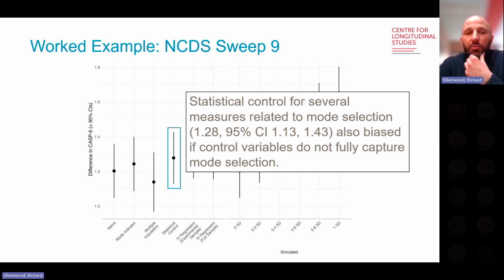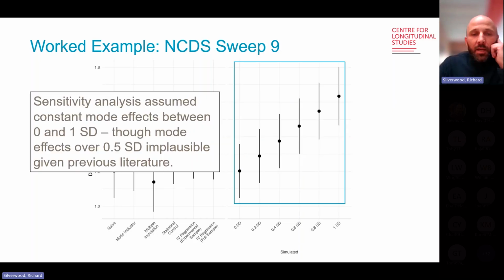So there may be residual bias here. The next two results here relate to instrumental variable regression that I've not had a chance to discuss today. So I'm going to skip over those, but more information on that in the user guide. The final set of results here are those from the sensitivity analysis. So here we've used values for the mode effect between 0 and 1 standard deviation, though effects over 0.5 standard deviations really seem to be implausible given the previous literature.